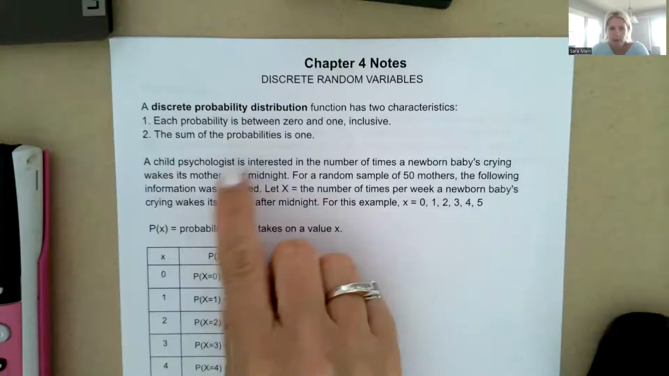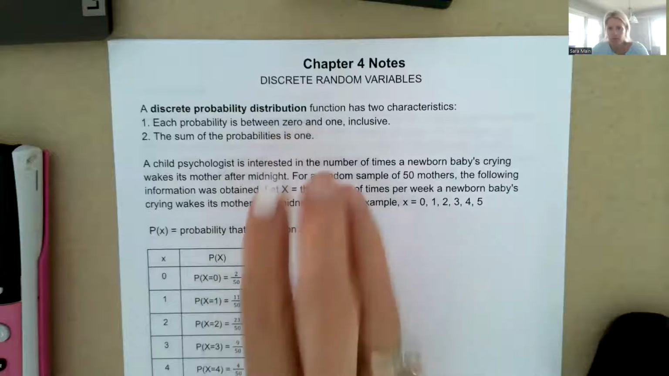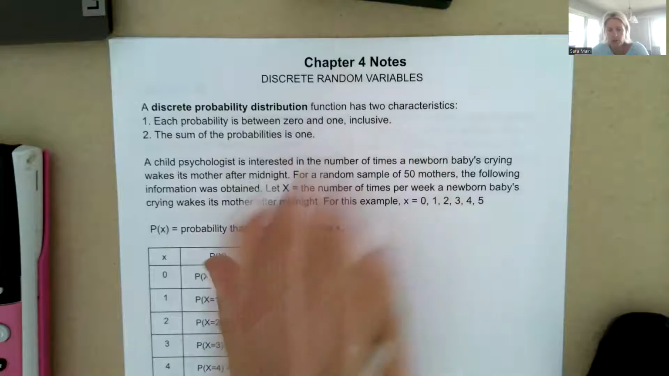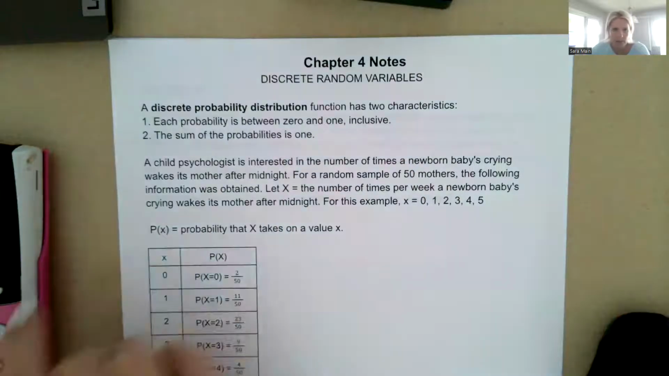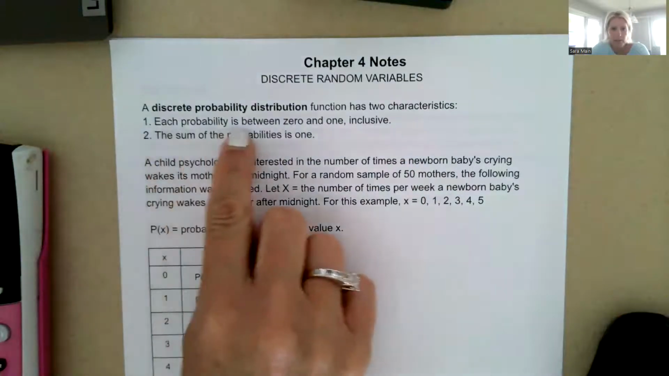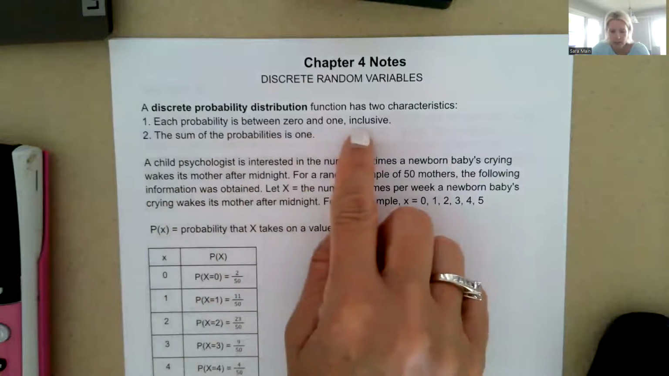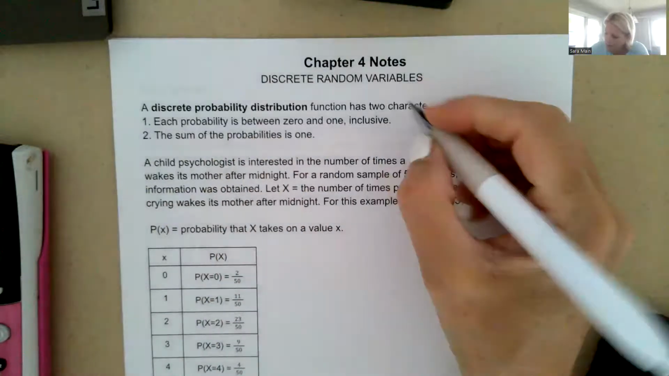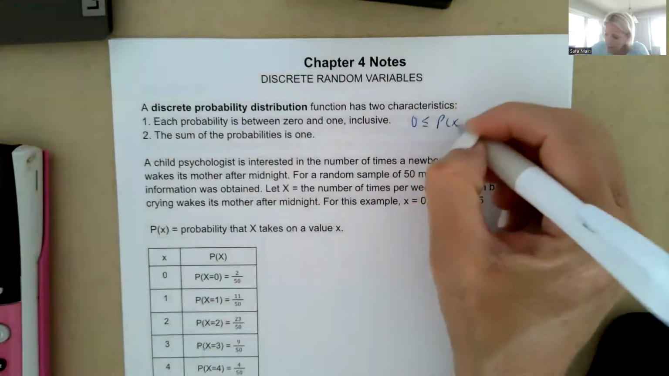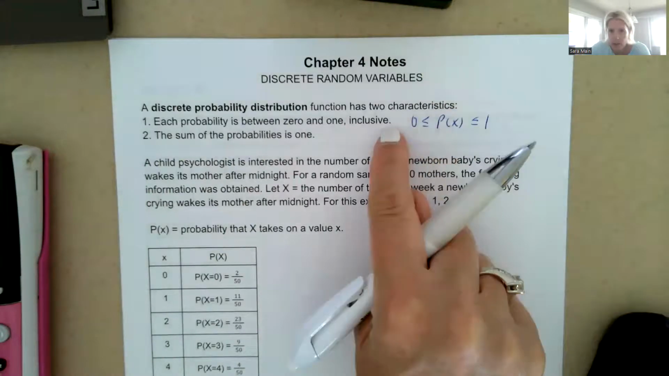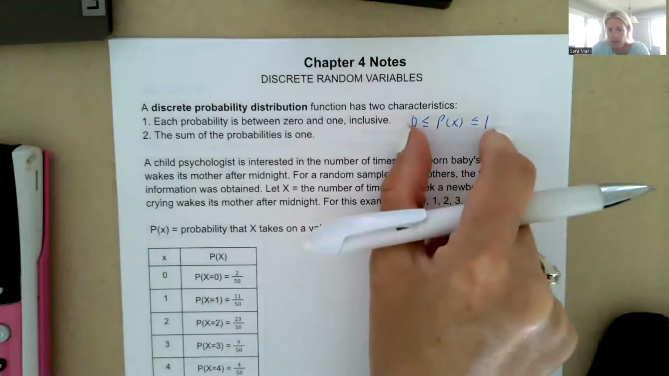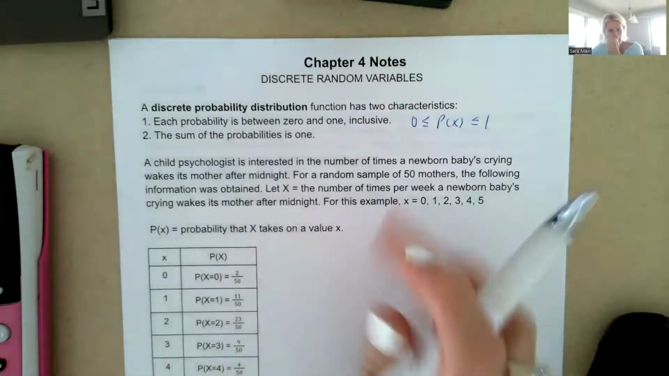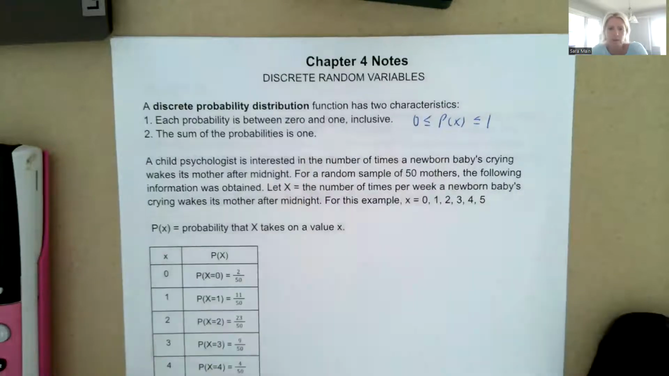So a discrete probability distribution function has two characteristics, and it's very similar to what we learned in chapter 3 about probability. Each probability has to be between 0 and 1 inclusive, meaning it can equal 1 and it can equal 0, but it can be anything in between as well. And the sum of the probabilities is 1. So it has to meet these two criteria.